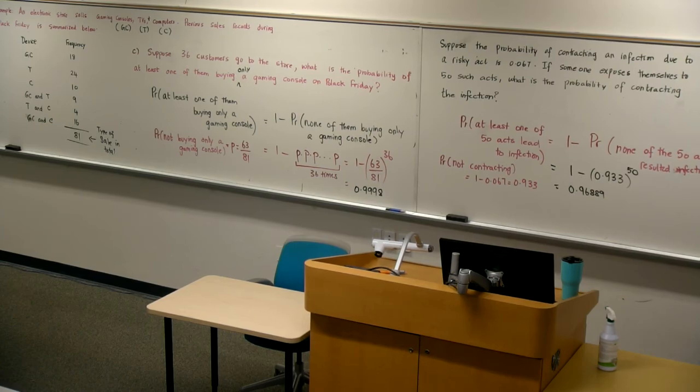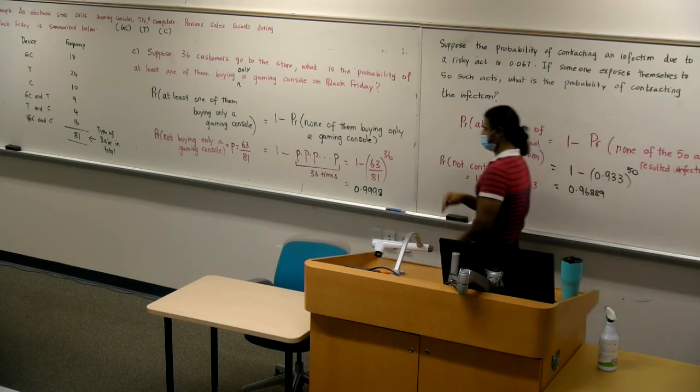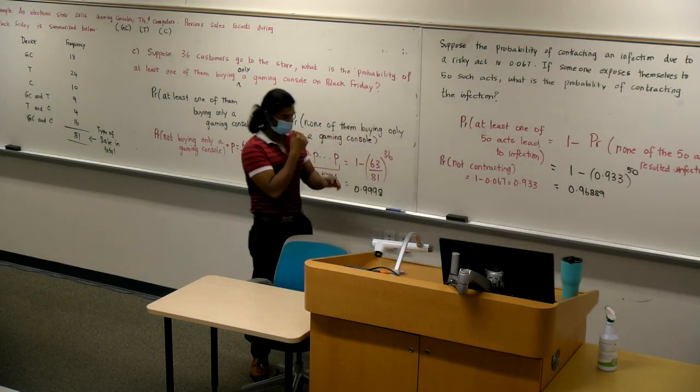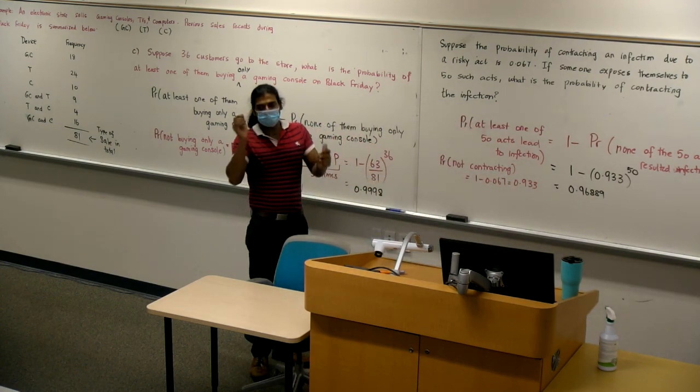0.293. So if you expose yourself 5 times, there's about a 29% chance. If you expose yourself 50 times, there is a 96% chance. But change that 50 to 500. What do you expect to happen? You're guaranteed to get that infection. Does that make sense? So keep in mind, even though these are probabilities, it is still a gamble.